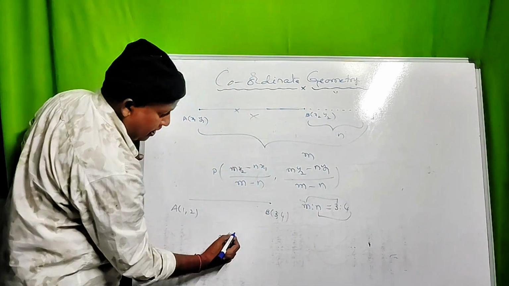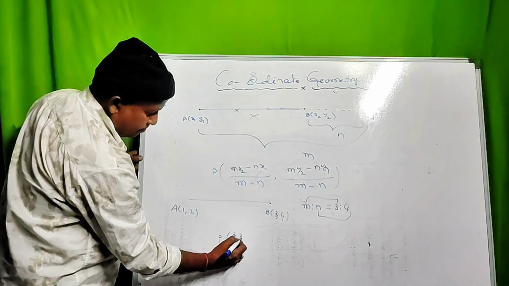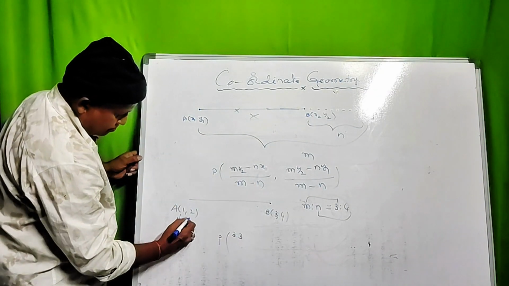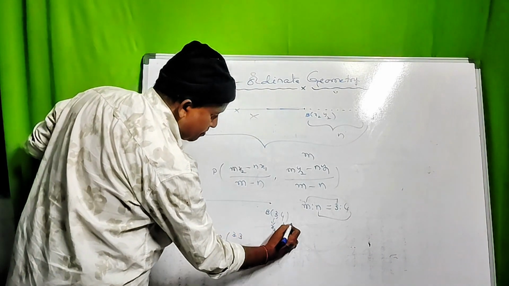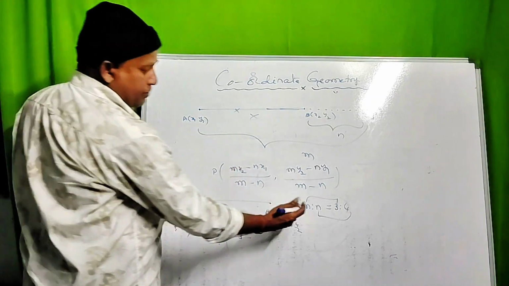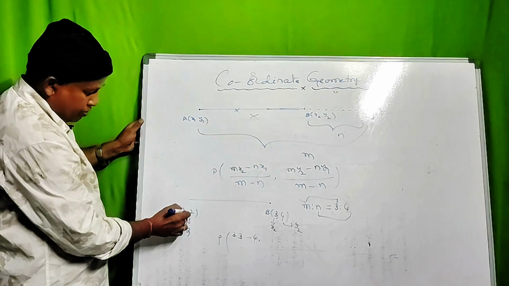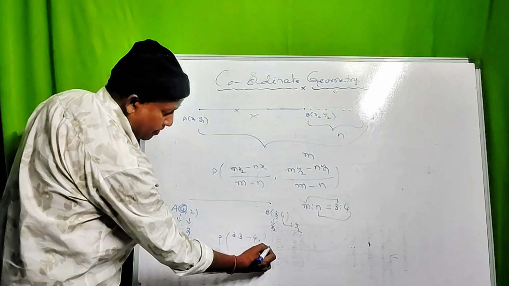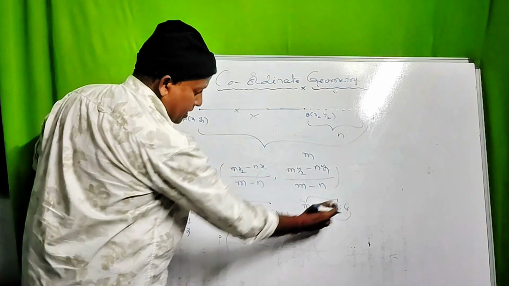m means 3, so 3 into x2. It is x1, y1, and it is x2, y2. So 3 into 3 minus n x1. What does n mean? 4. x1 means how much? 1. Divided by m minus n. m minus n means 3 minus 4.